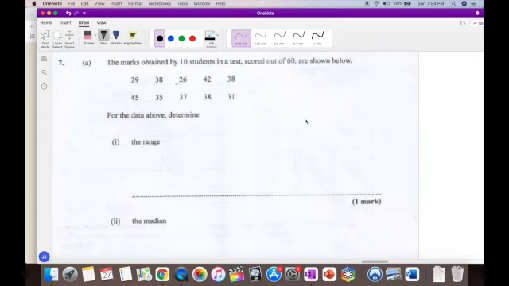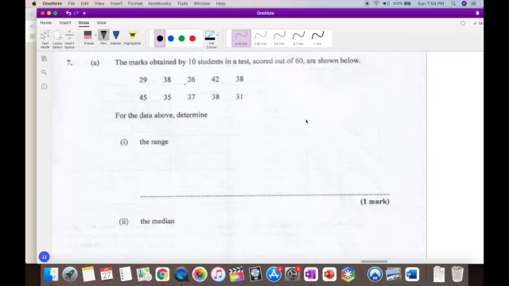The marks obtained by 10 students in a test scored out of 60 are shown below. 1, 2, 3, 4, 5, 6, 7, 8, 9, 10 students, and these are their marks out of 60. Right? For the data above, determine the range. So the range will be the lowest mark being subtracted from the highest mark.